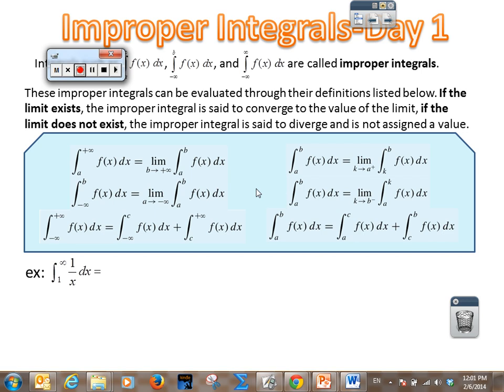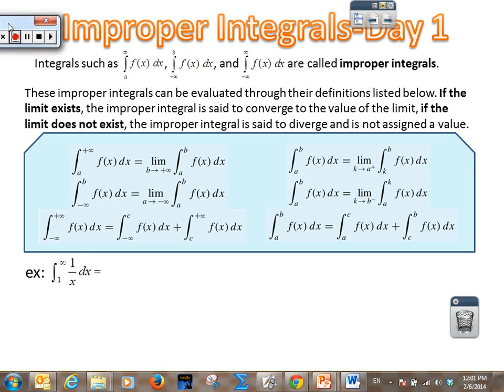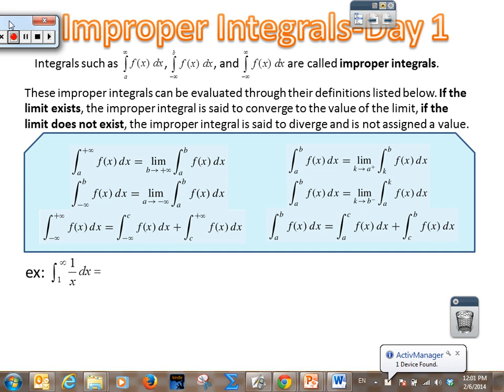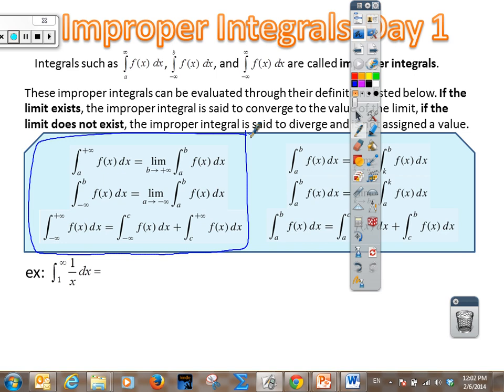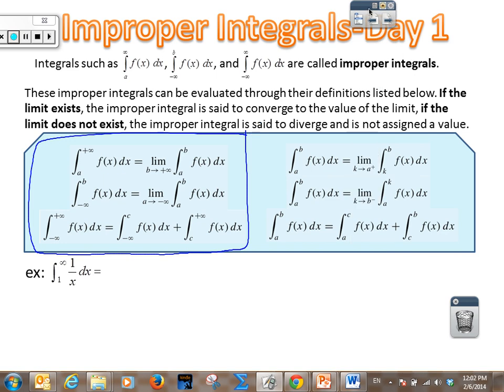Okay, today's lesson is on improper integrals. What we're going to do is spend today on the integral types here on the left side. So these are the ones we're going to look at today. Tomorrow we're going to look at the other types over here on the right side. So we're going to focus on this.